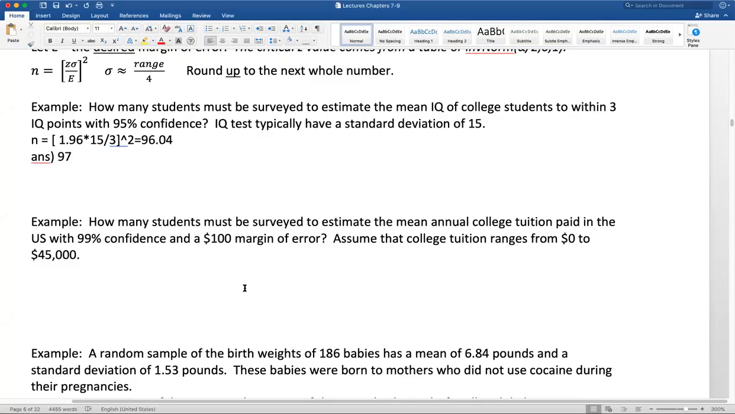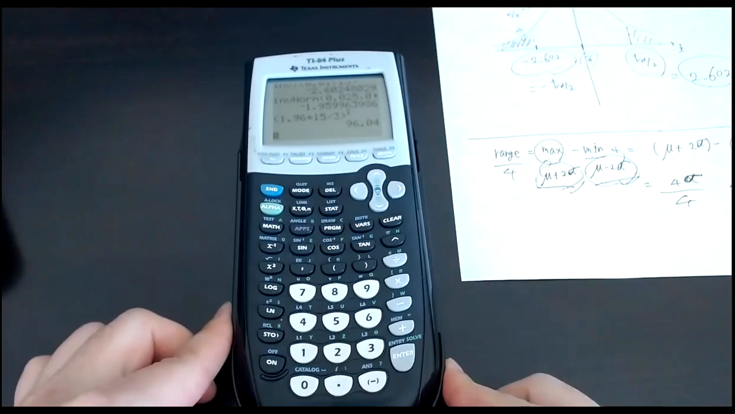So now here, the confidence level is 99%, so alpha must be 1%, which is 0.01, and alpha over 2 is 0.005. The margin of error E is 100, and sigma is going to be 45,000 divided by 4. So n is equal to, we have to find the z score, right? Give me a second. Back to the calculator.